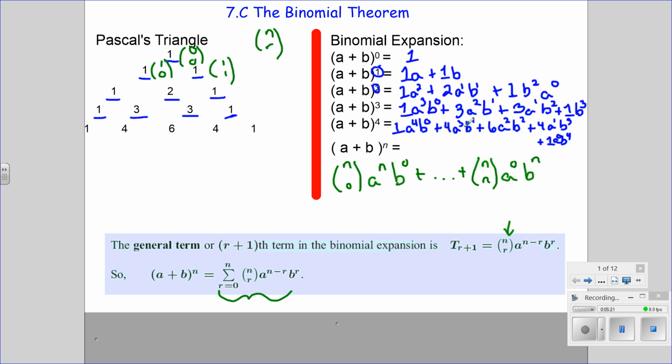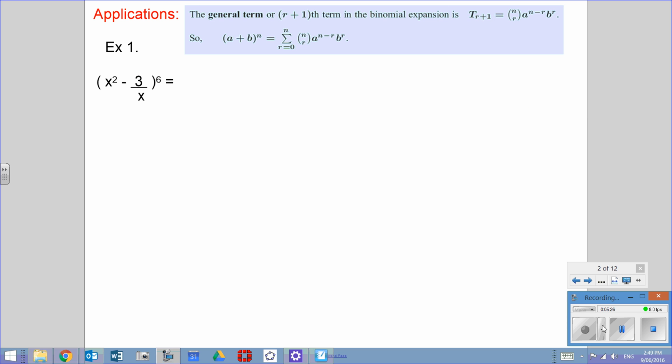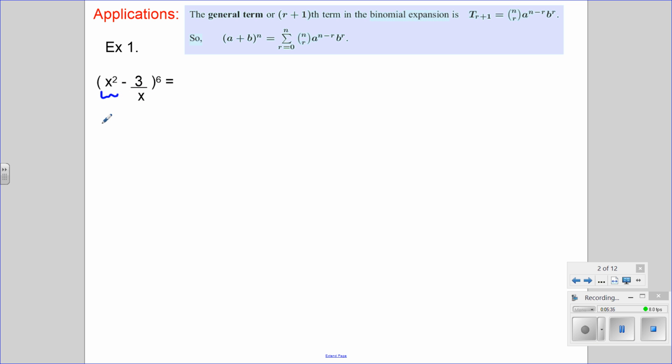So let's take a look at what this actually looks like when we apply it to a real question with real values. Given the example, x squared minus 3 over x, and everything's raised to the 6th power. What we first have to realize is that our a value is going to be this x squared term, and our b value is going to include the negative, so it is going to be negative 3 divided by x. When we're using this formula, we make sure that we identify what our a value is and what our b value is. Then we can start with our expansion.